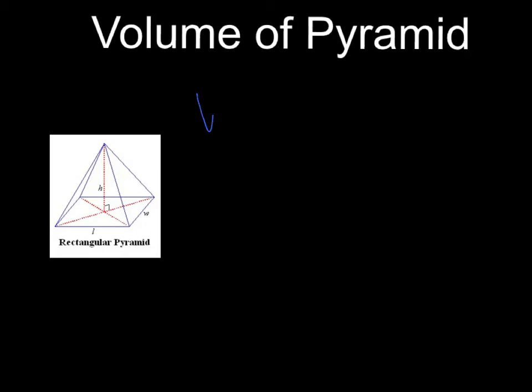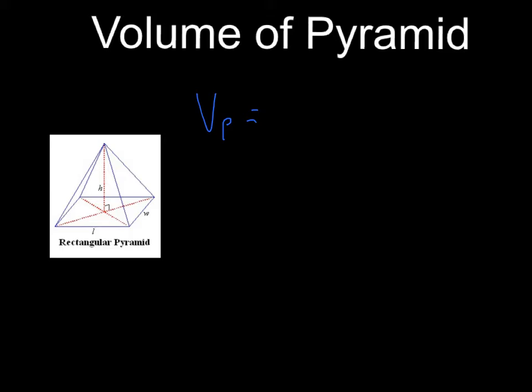To find the volume of any pyramid, we need a different formula. We cannot use the formula of base times height for a prism because it is not a prism. We don't have the same shape on each end. However, it is slightly similar.